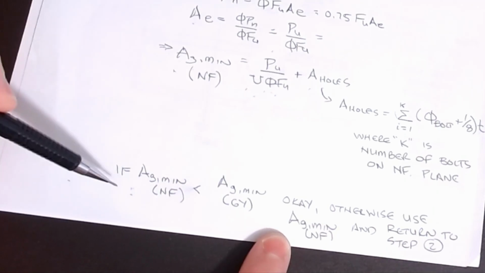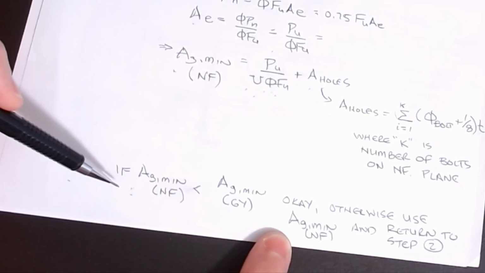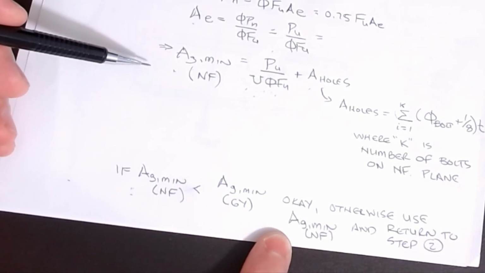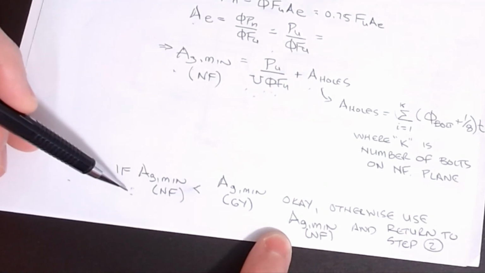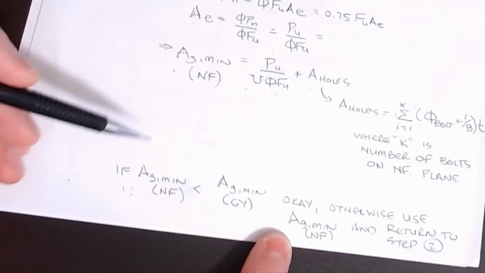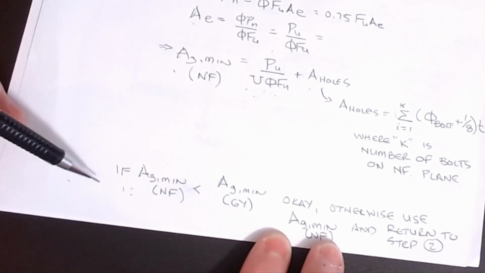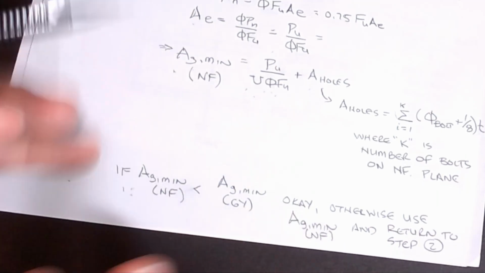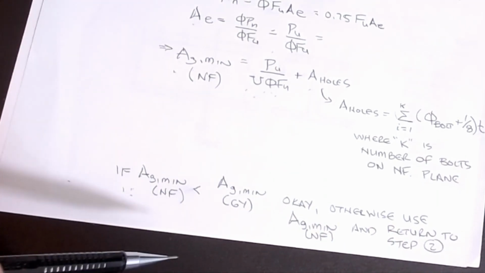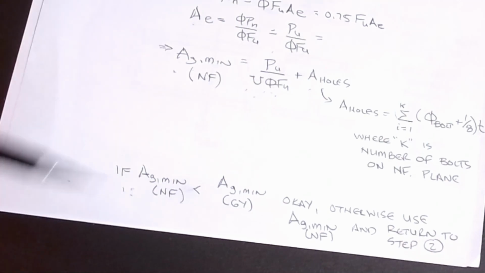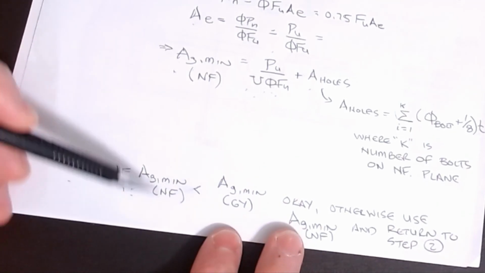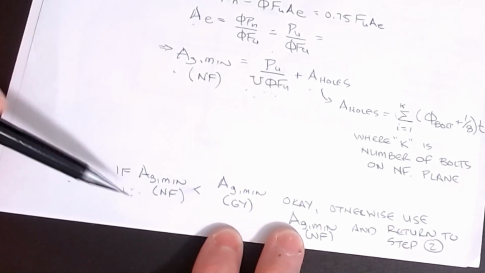A lot of the variables depend on how the connection is laid out, how many bolts I have on a given plane. So if you're having a problem meeting the net fracture capacity, maybe instead of 2 gauge lines, I only do 1. Or maybe instead of using 1-inch bolts, I go to 3/4-inch bolts. Or maybe I go to a double angle connection instead of a single angle connection. Everything that I can do to try to get this number up. That's the iterative process and some of the thoughts that are going on.